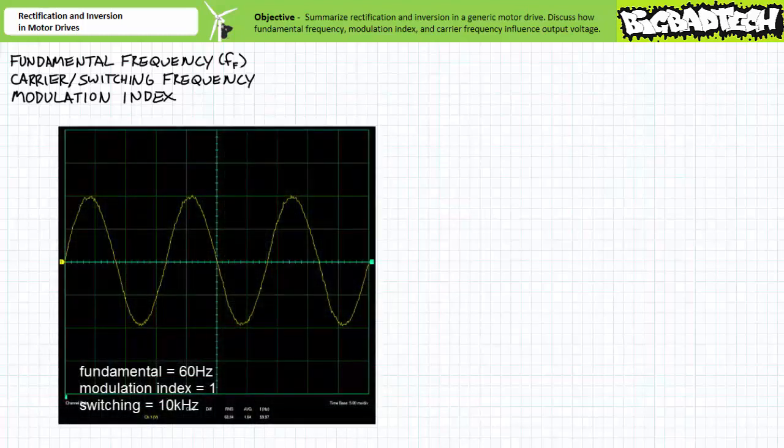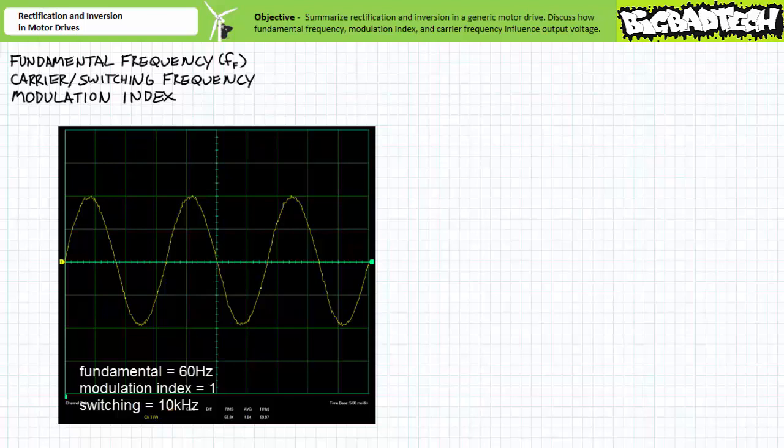Here's an example of the filtered output of one phase of a 3-phase pulse width modulated inverter with a 60 Hz fundamental frequency, a 10 kHz switching frequency, and a modulation index of 1, given a 100 volt DC link.